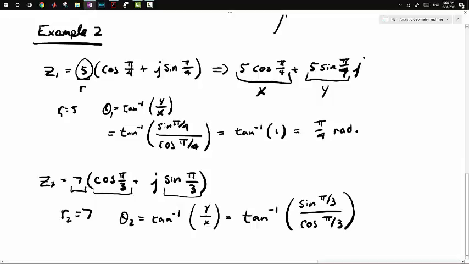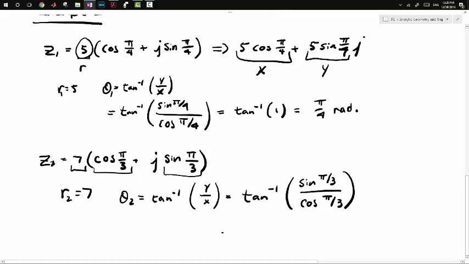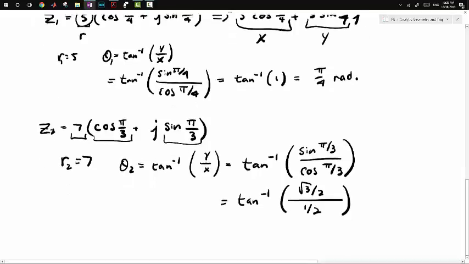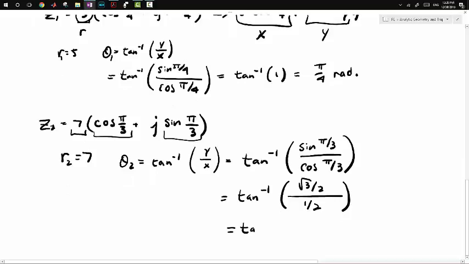Sine of pi over 3 is root 3 over 2, and cosine of pi over 3 is 1/2. So root 3 over 2 divided by 1/2 will leave us with tangent inverse of square root of 3, which equals pi over 3. So this is theta 2.